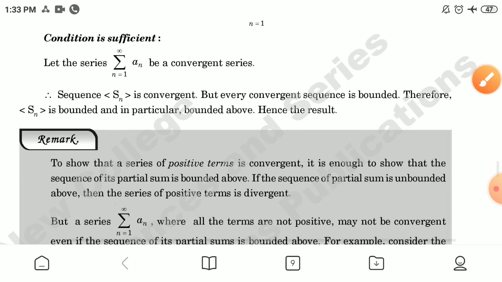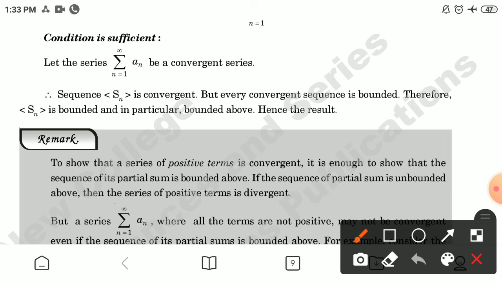Now the condition is sufficient. Let the series summation an be a convergent series. Therefore the sequence Sn is convergent, but every convergent sequence is bounded. Therefore Sn is bounded and in particular bounded above, hence the result.